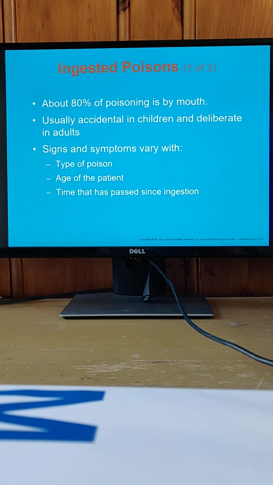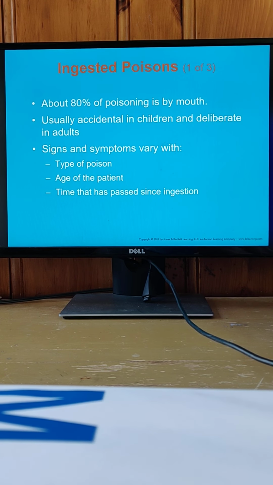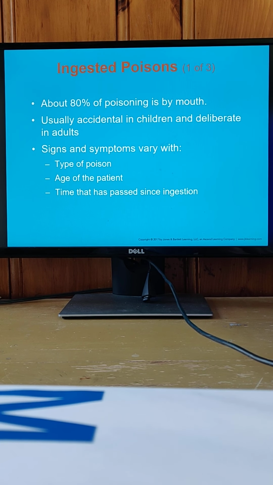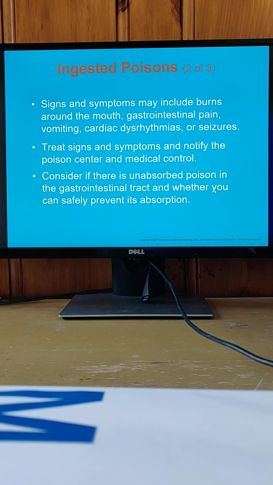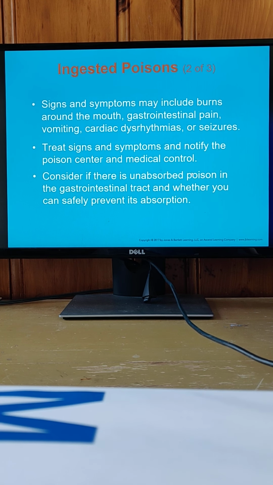Signs and symptoms vary with the type of poison, the age of the patient, and the time that has passed since the ingestion. Okay? How long ago did they take it? How much did they take? Why did they take it? Where did they get it from? How old is the patient? Remember all those questions?